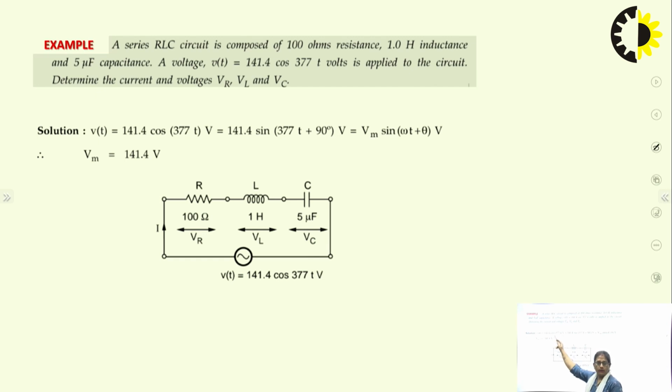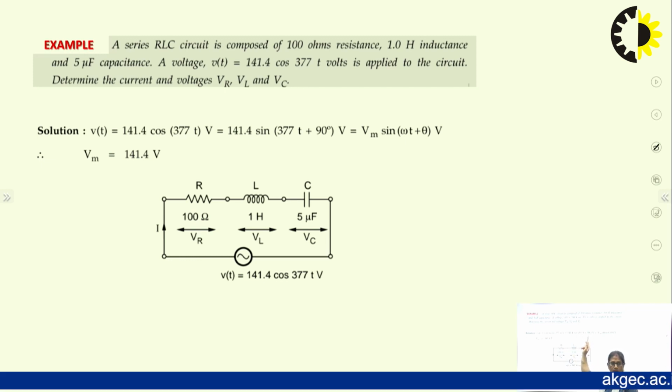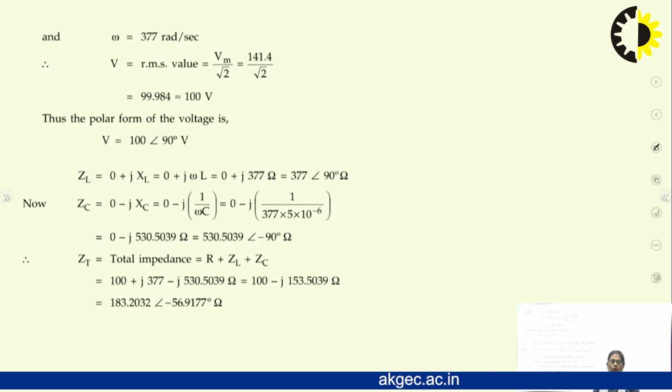Cos can be converted into sine to have everything uniform. I will be converting every waveform into sine. So, converting cos into sine, I will be having sine 377t plus 90 degrees, right? So, the maximum voltage is 141.4, fine. Now, omega is 377, given as omega t equals 377t. So, I am getting omega as 377 radians per second.